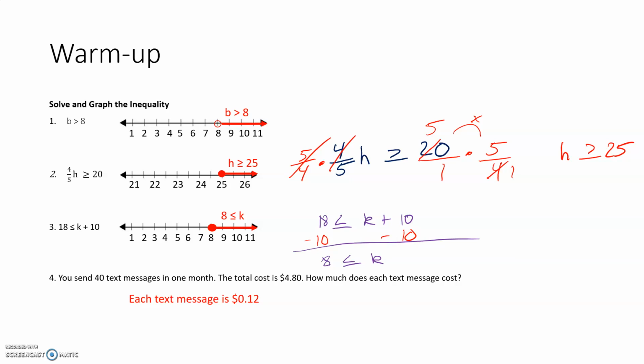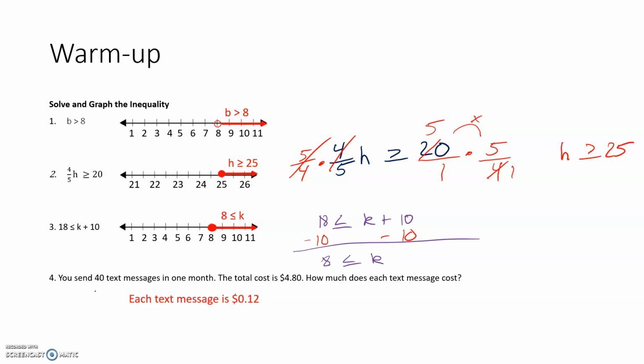All right, number 4. You send 40 text messages in a month. The total cost is $4.80. How much does each message cost? Okay, so we know this is division. I have the total cost of 40 texts is $4.80, and it wants me to know how much each one of these individual texts is going to cost.